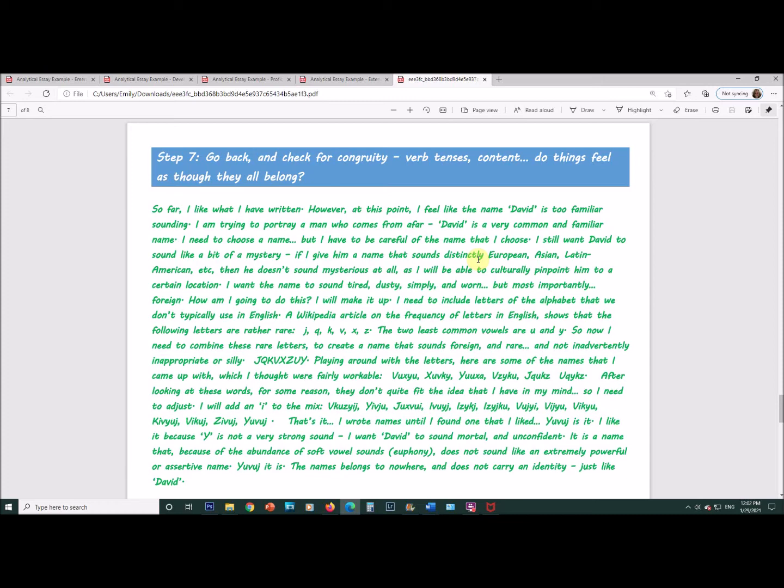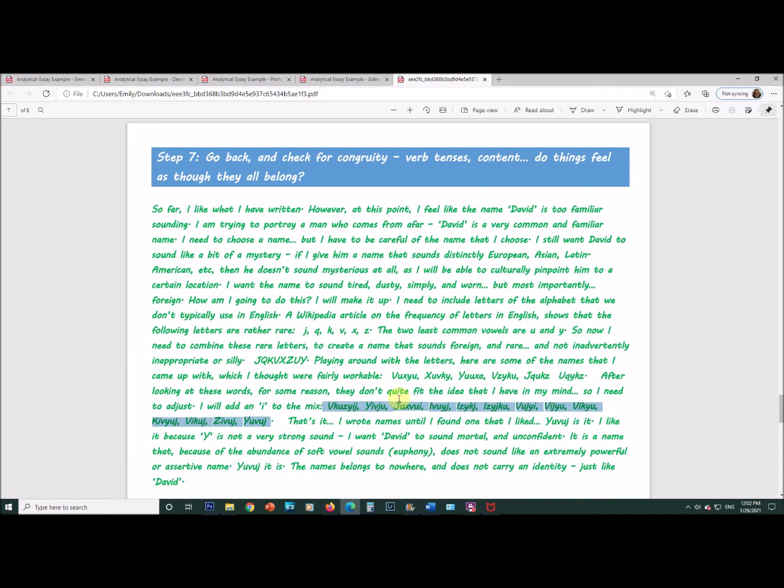Playing around with these letters, here are some of the names that I came up with, which I thought were fairly workable. I can't even pronounce any of these, but here they are. After looking at these words, for some reason, they don't quite fit the idea that I have in my mind. So I need to adjust. I will add an I into the mix.